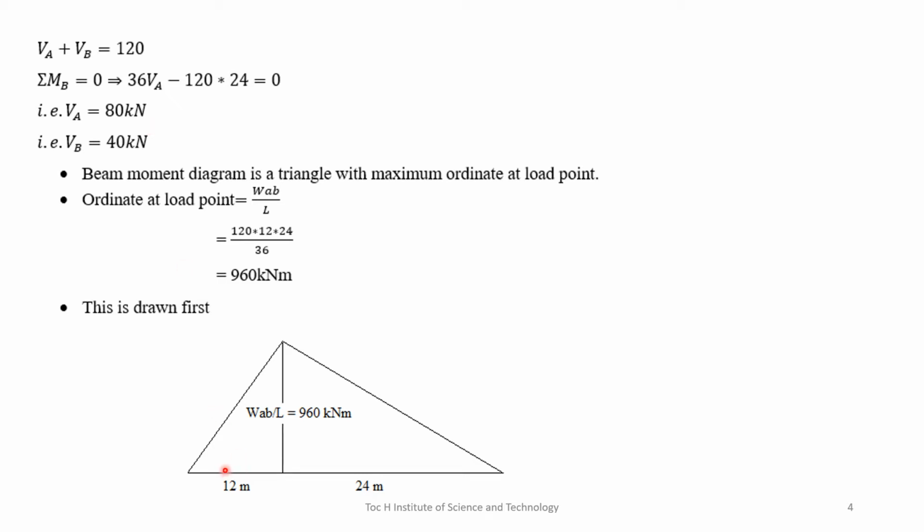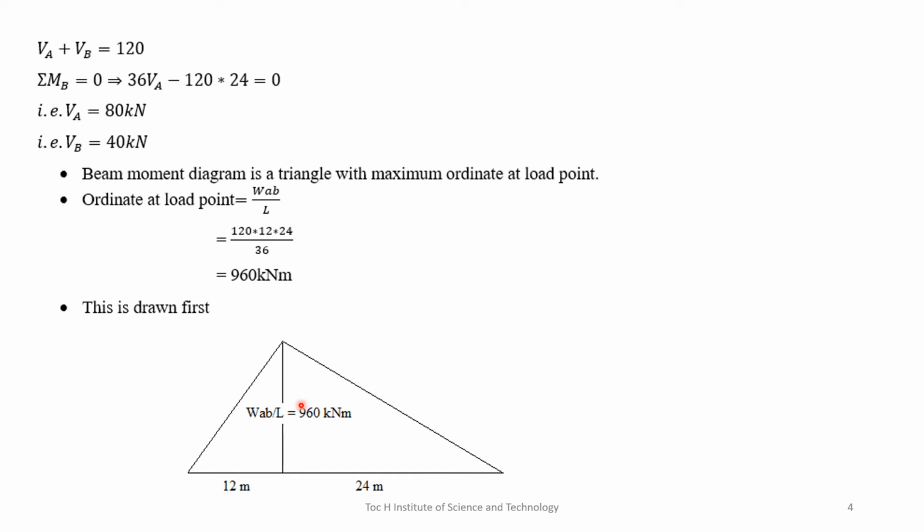It's a simply supported beam with a point load at a distance of 12 meter. So the bending moment is nothing but W a b by L, and that is equal to 960 kilonewton meter. So you can draw this equivalent bending moment diagram of the beam. This should be drawn first, and it is called the beam moment diagram.